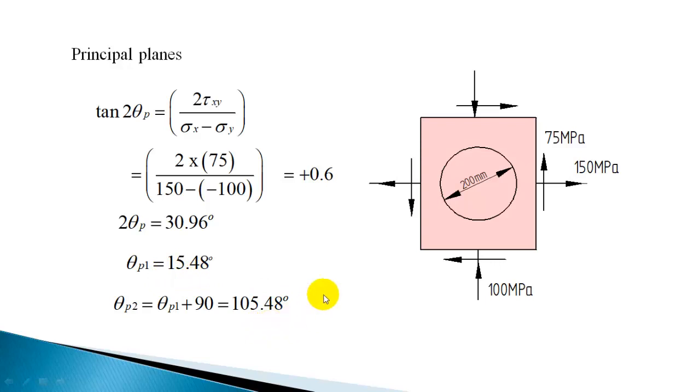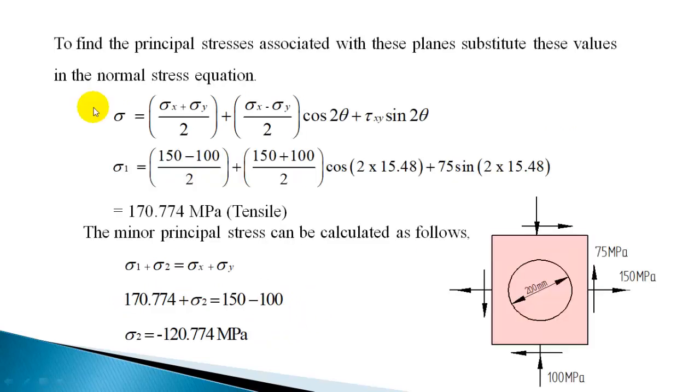So we will find out the principal stresses. Sigma is equal to sigma x plus sigma y by 2 plus sigma x minus sigma y by 2 cos 2 theta plus tau xy sin 2 theta. So this is the expression for normal stress. Now let us substitute the sigma x, sigma y and one of the principal plane angles, that is 15.48 degree. This will give the principal stress associated with this 15.48 degree plane.